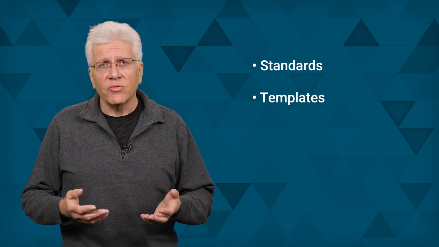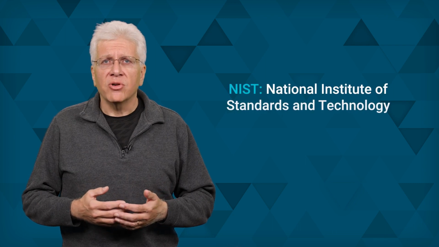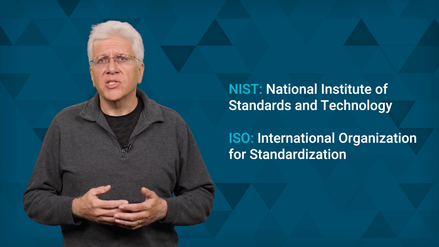An organization setting out to create a business continuity and disaster recovery plan can draw on many types of aids. They include established standards, templates, software products, and advisory services. Let's start with standards. There are government and private sector standards bodies that publish BCDR guidelines. Two prominent ones are the National Institute of Standards and Technology, or NIST, and the International Organization for Standardization, or ISO.